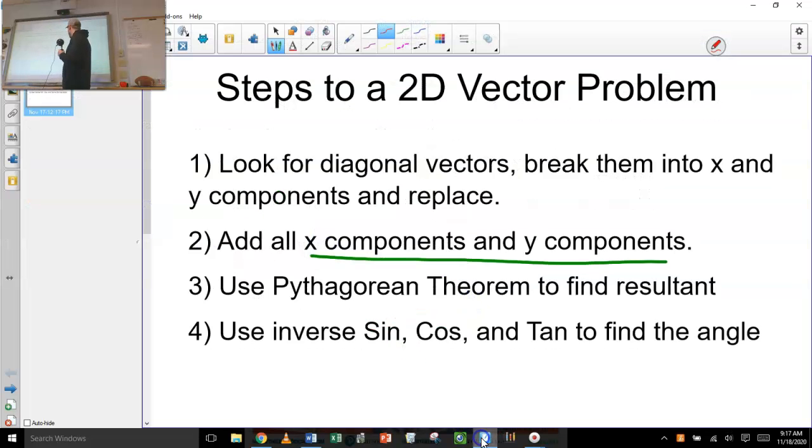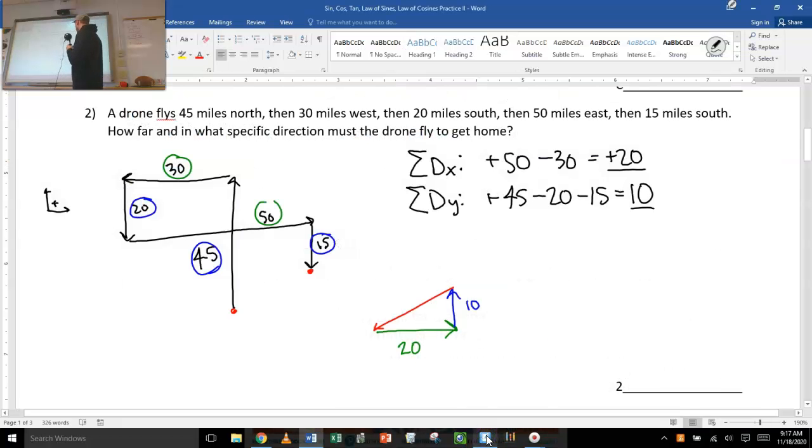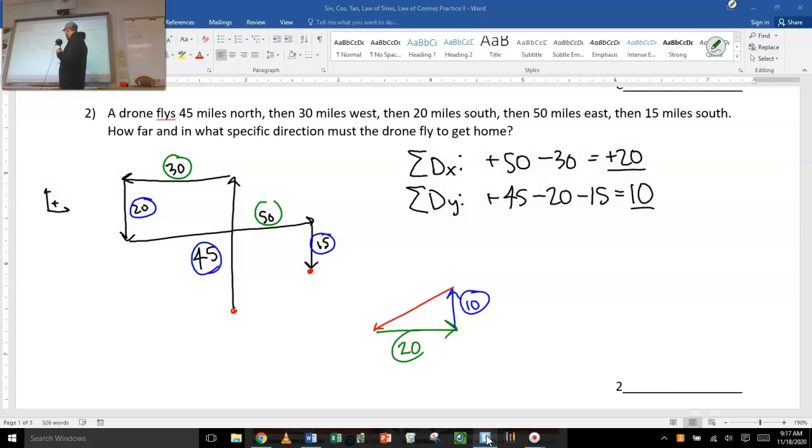So here we are at step 3. Use the Pythagorean theorem to find our resultant. So we're going to go a squared plus b squared equals c squared, which is our resultant displacement here. So 10 squared plus 20 squared, take the square root of that, and then you end up with 22. So this is 22. How far? 22 miles. And then in what direction?